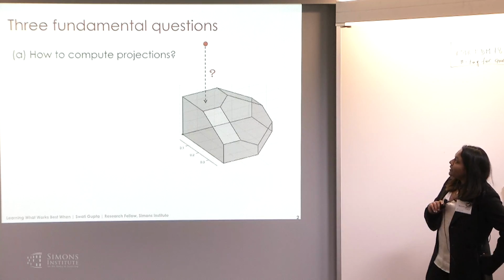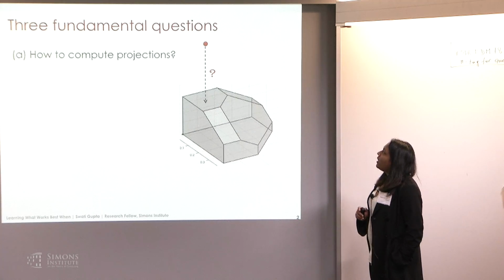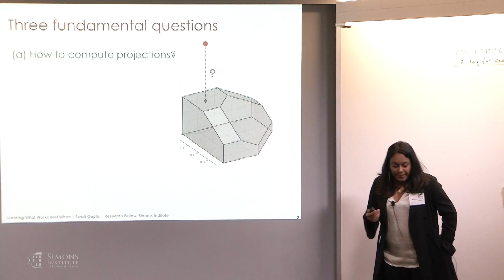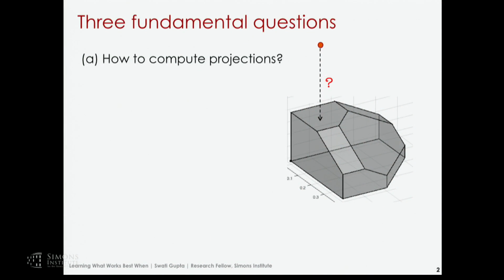I'm going to talk about three fundamental questions in this talk. One is, how do you compute projections? So what do I mean by that? If I give you a point outside a decision set or a polytope, then what's the point inside this body that makes the most sense, which is the closest? The distances here need not be just straight line distances or Euclidean distances, but might come from minimizing convex functions, which are more general than minimizing squared Euclidean distance.